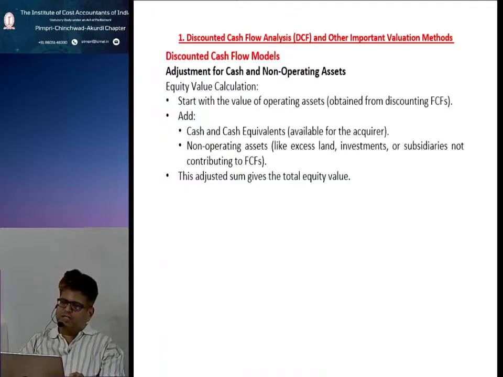Then we saw the adjustment for cash and non-operating assets. Equity value calculation involves starting with the value of operating assets obtained from discounting free cash flows, and adding cash and cash equivalents available for the acquirer, and non-operating assets like excess land, investments or subsidiaries not contributing to FCFF. This adjusted sum gives the total equity value.